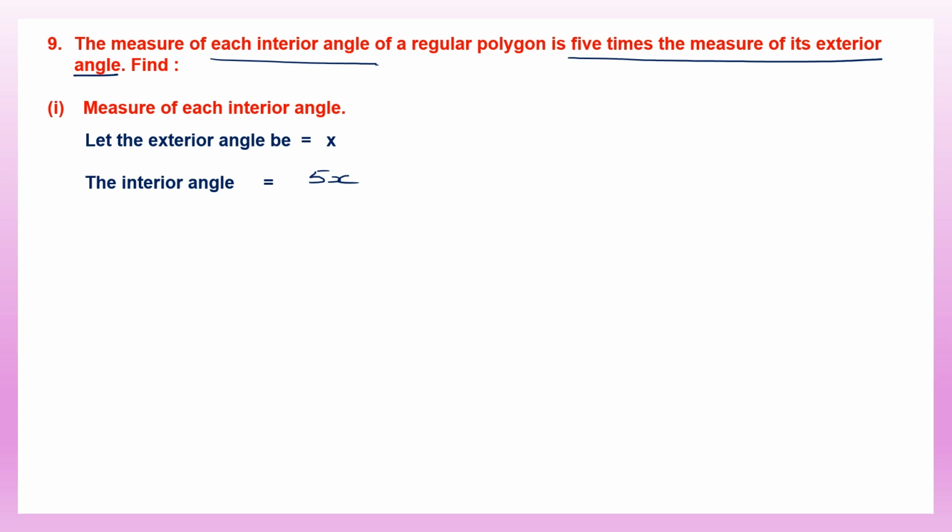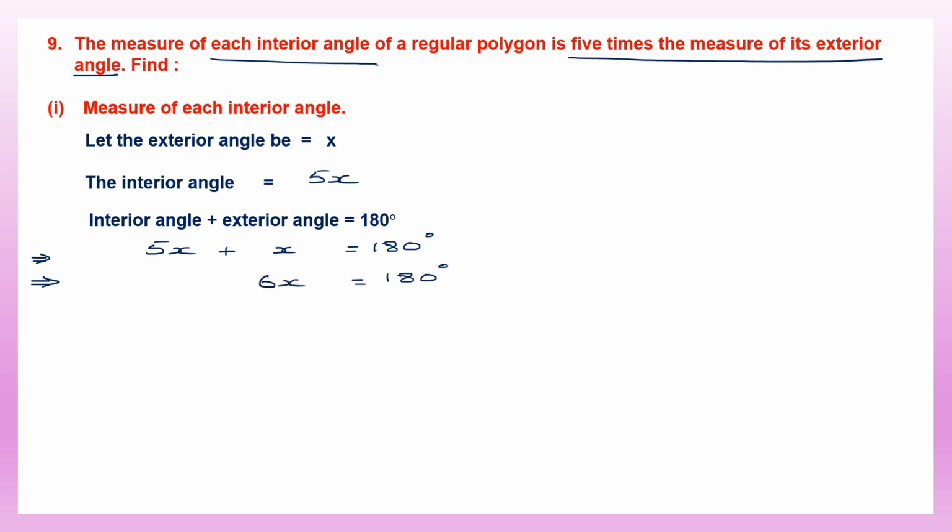Now we can use this formula to find the interior angle. That is, interior angle plus exterior angle is equal to 180 degrees. So interior angle is 5x, exterior angle is x. Together they add up to 180 degrees. Now 5x plus x is 6x. 6x is equal to 180 degrees. So now we can find the value of x. X will be 180 divided by 6. When you divide this, you will know that 6 into 30 will give us 180. So now we have found the value of x, and x is 30 degrees.